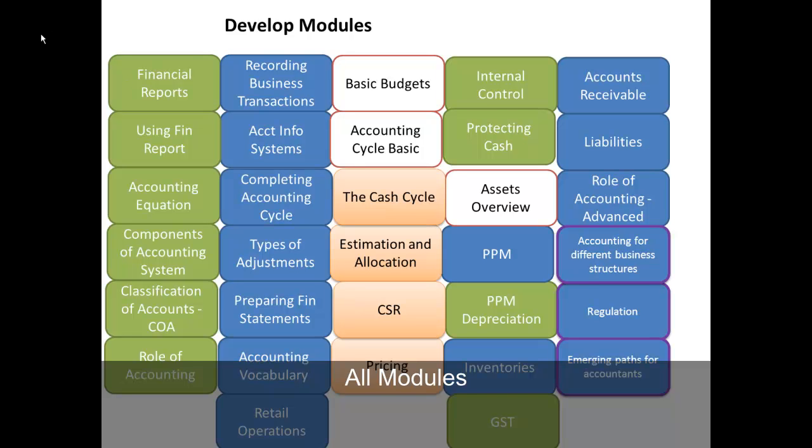So we have your financial reports, using financial reports, which both units study, through the accounting equation, through to the role of the accounting equation basic. Then in the next two columns, the unit splits into two different parts. So we've got basic budgets and the accounting cycle basic for the basic course, and we've got the more detailed material about recording business transactions, accounting information systems, completing the accounting cycle. This column here is a lot more about preparing financial statements. This next column over is a lot more about using them.